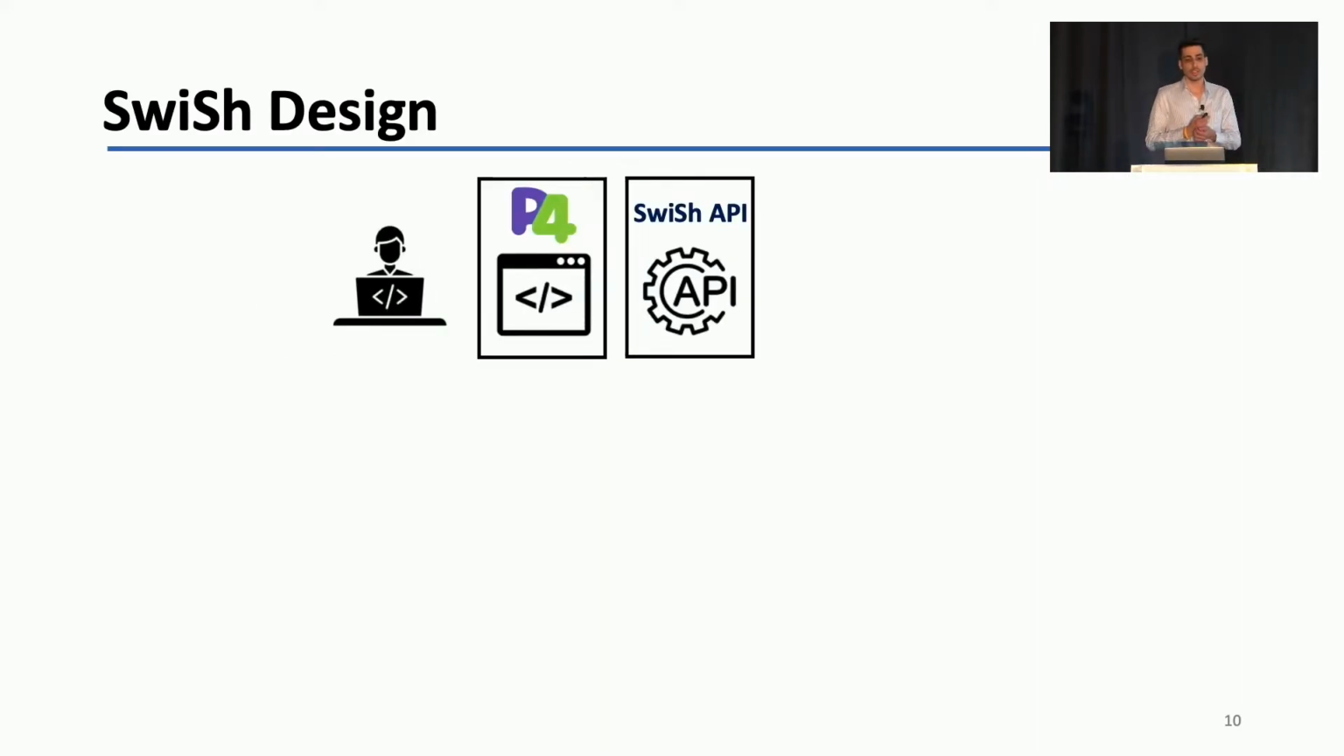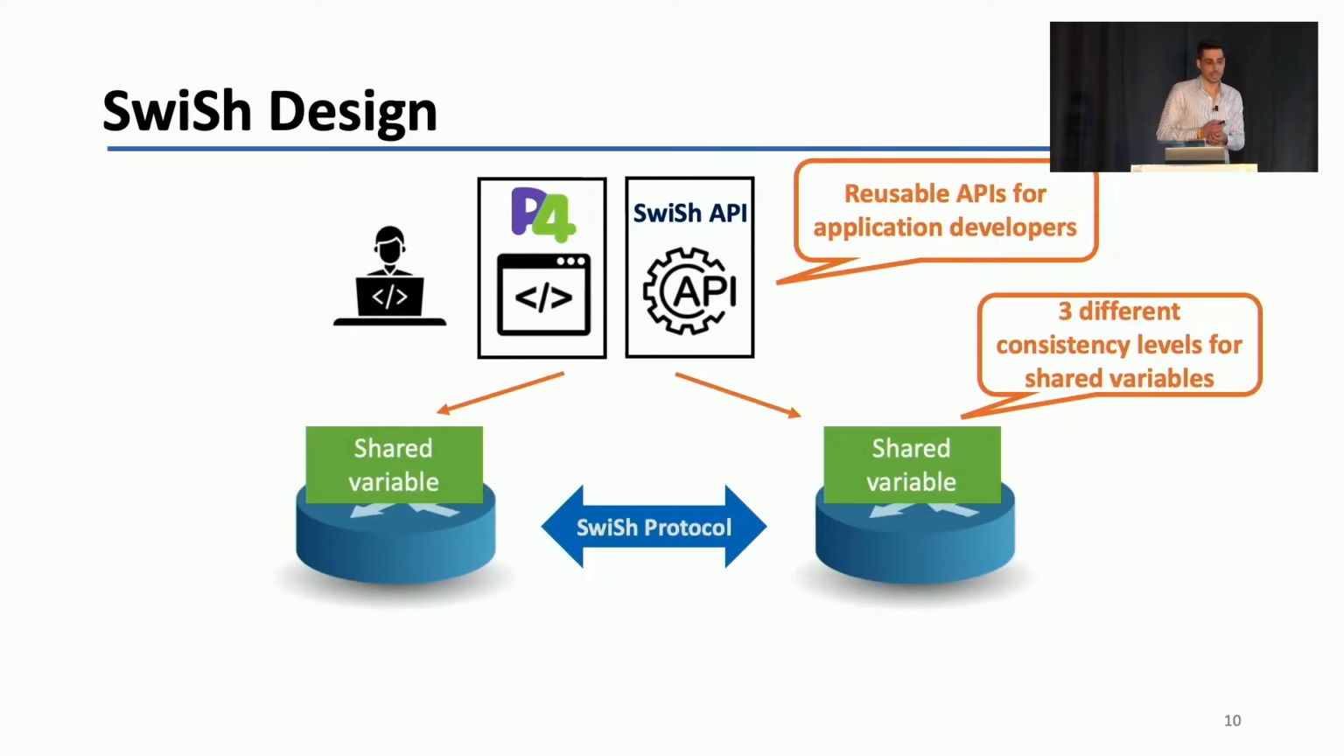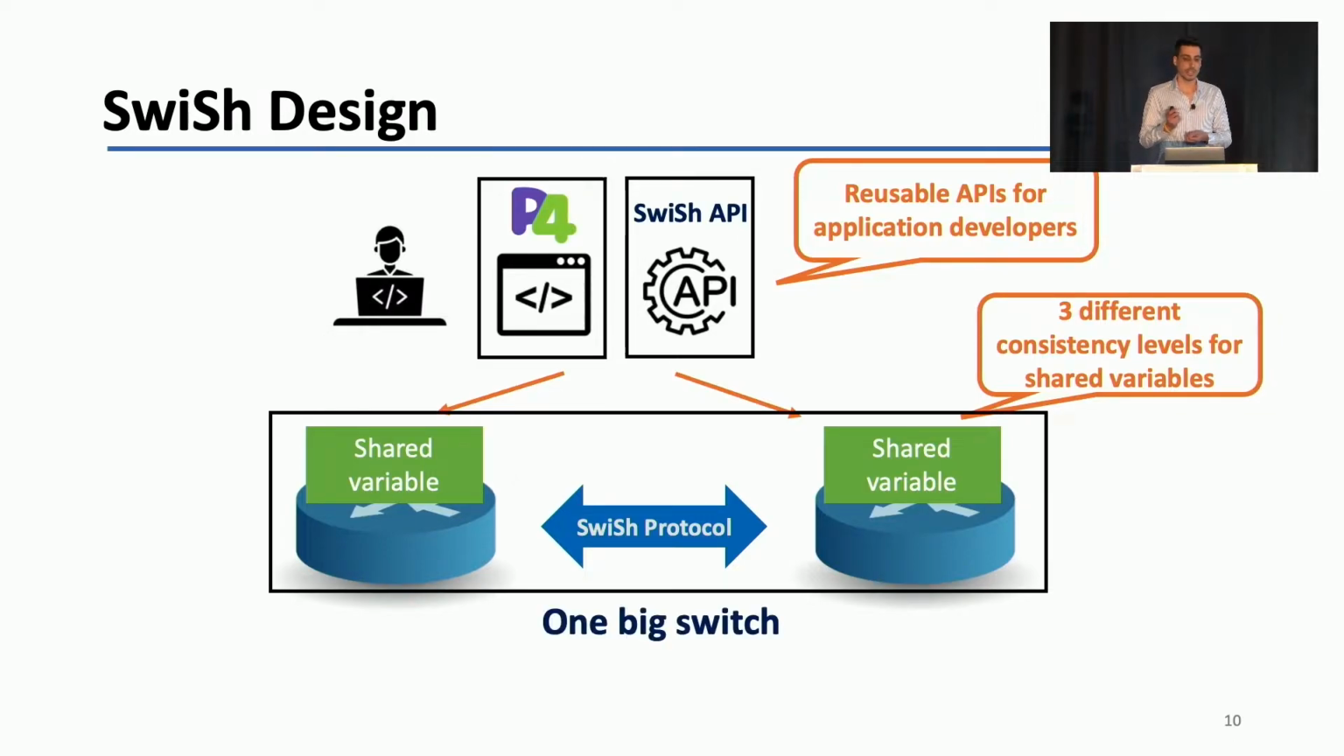So Swish provides a set of APIs to application developers. These APIs expose 3 different types of shared variables that differ in consistency, in performance, and also in implementation complexity. Now, each variable is replicated using a different replication protocol, and as a result, each switch operates on a global view of the state, which can be viewed as if one big switch processes all the traffic in the network.